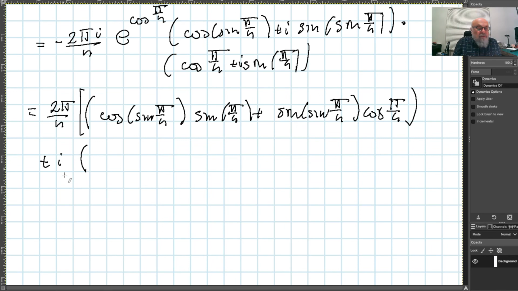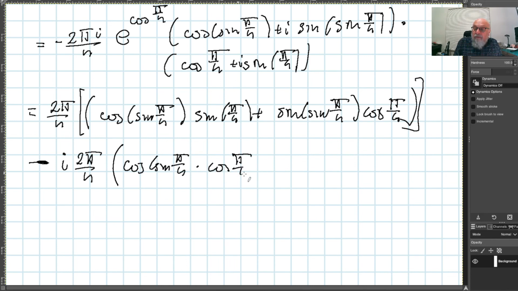Plus I, and the imaginary part will actually be, let me do it one more time, this will be minus, not plus, because I have here minus, so this will be minus again. Maybe just close it, and the imaginary will be just simply I, 2 pi over n, and here I have cosine pi over n times cosine pi over n minus sine pi over n, and this will be sine pi over n, close it. So this will be the imaginary part of this.